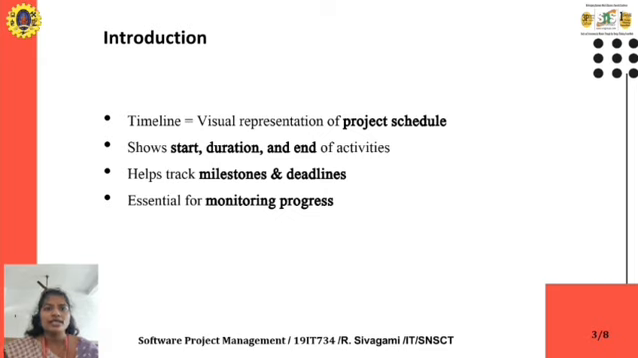The next one is that it shows the start, duration and end of the activities. The timeline is used to show our project starting, how much time it takes, so the duration of the project, and the end of the activities. Next, it helps to track the milestones and deadlines, and the deadline of our project. Then it is essential for monitoring progress.